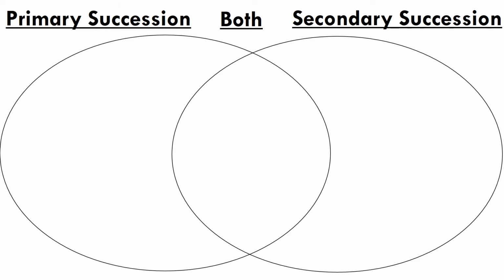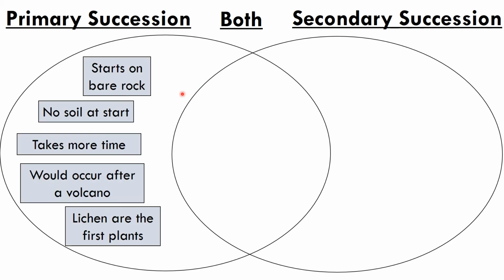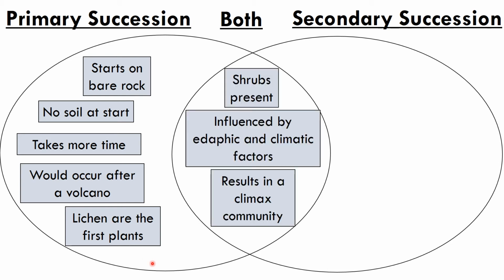Here are the answers. Primary succession starts in bare rock, which means no soil at the start, takes more time, and would occur after a volcano, for example. Lichen are the first plants. For both of them, you would have shrubs present at some point, influenced by edaphic and climatic factors, which we'll come on to shortly, and results in a climax community.